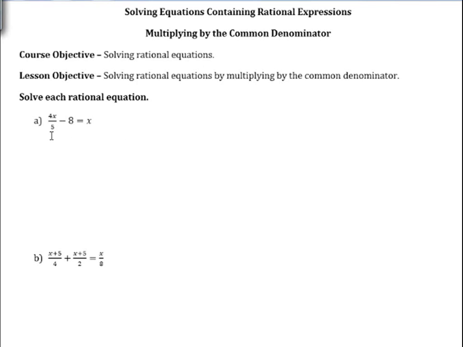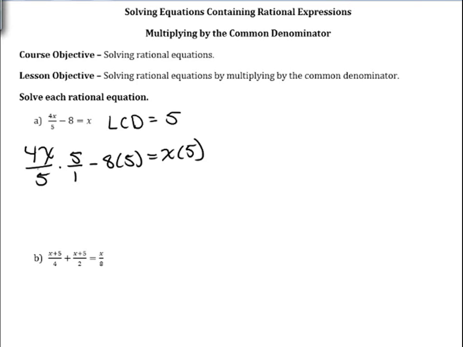Our first example, 4x over 5 minus 8 equals x. So the common denominator, and actually the least common denominator, is 5. It's the only denominator we have there. And so this is the number that we can multiply everything by that will get rid of all of our fractions. So we'll have 4x over 5, and you can actually write the 5 as a fraction if that helps you, and then minus 8 times 5, and it's equal to x times 5. So each of these terms in this equation get multiplied by 5.